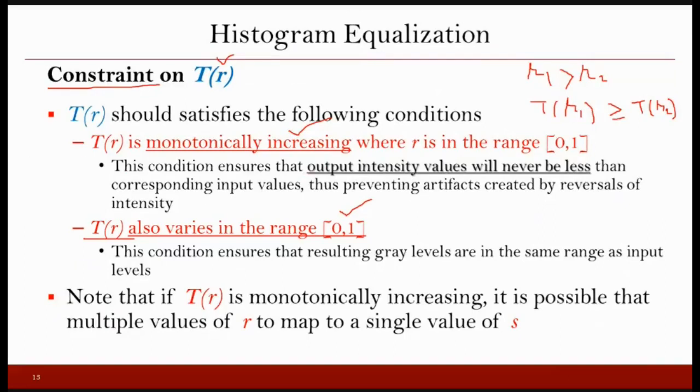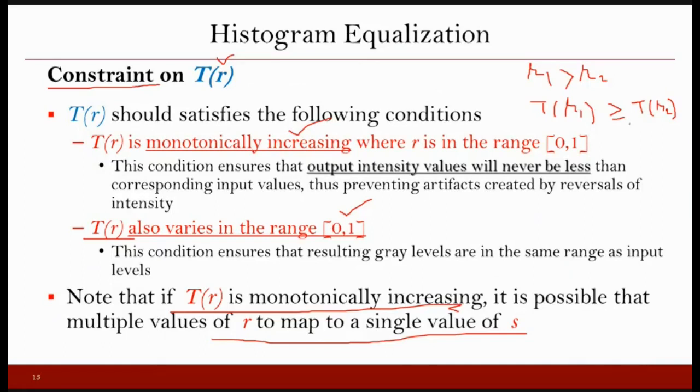So as I said, that T(r) is going to be a monotonically increasing function. So it is possible that multiple values of r map to a single s. Okay, this basically means maybe 0.4 also maps to 0.6 and 0.5 also maps to 0.6, right? So that can happen. That is why we are saying that this is a monotonically increasing function. It is not a strictly increasing function. Right? Please remember the difference.